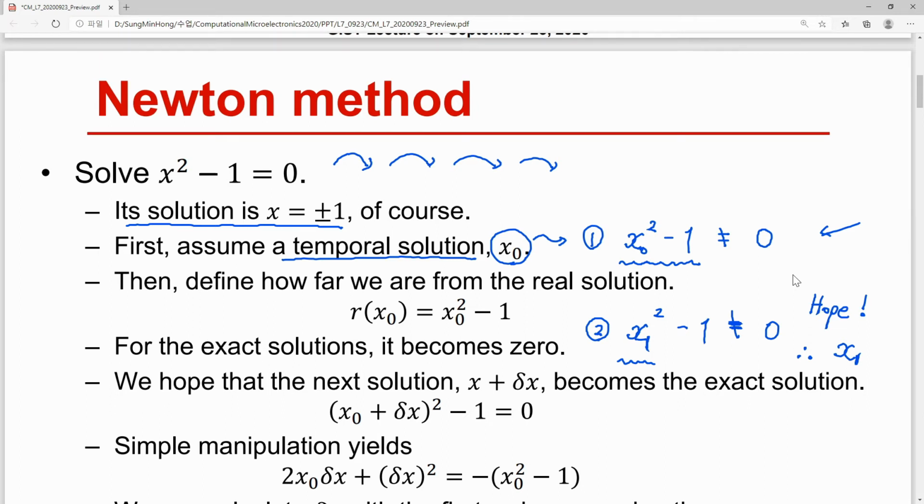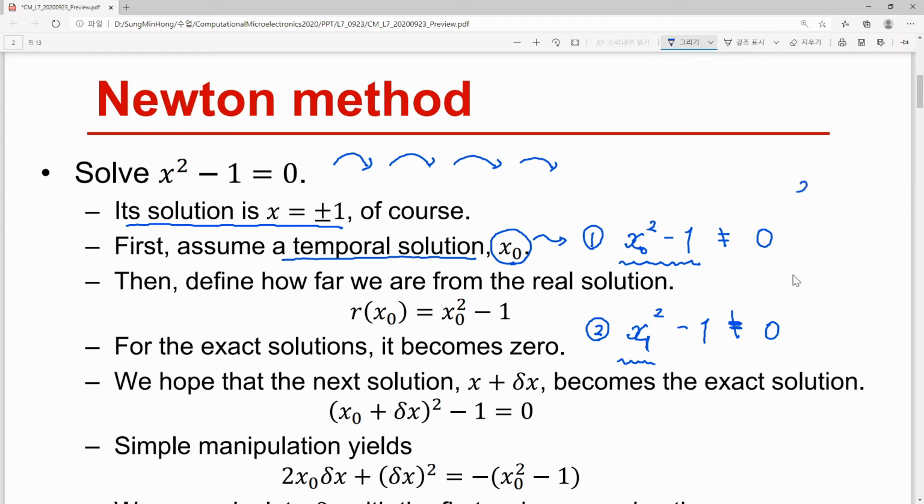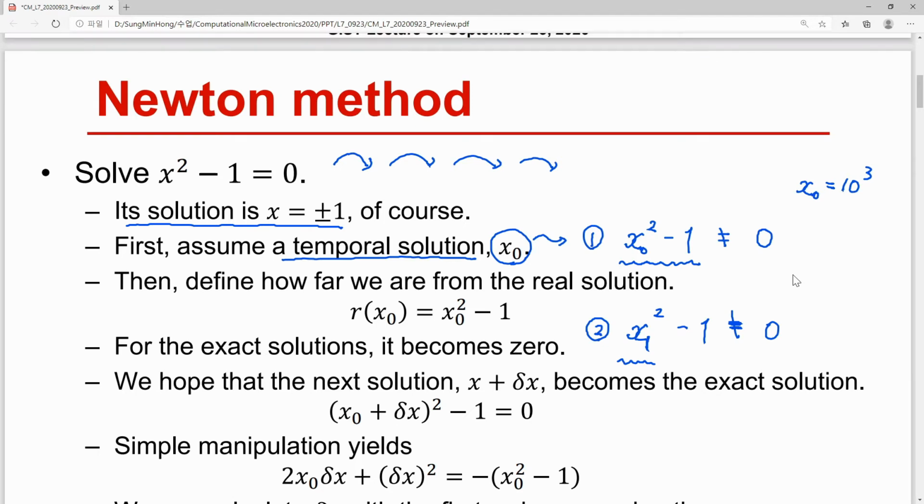However, for example, think about this one. Previously, your initial guess was 10 to the 3. Then your left hand side evaluated is just 10 to the 6 minus 1. Oh, that is a huge number.